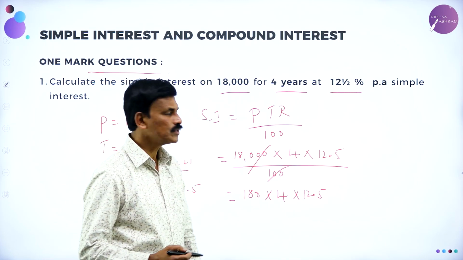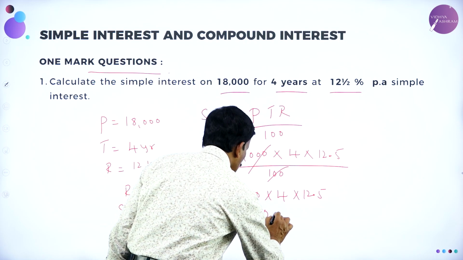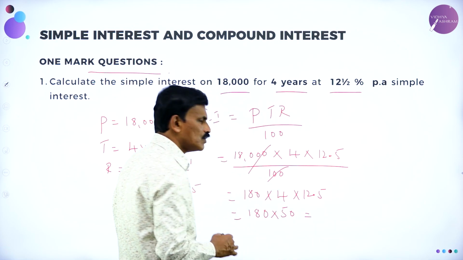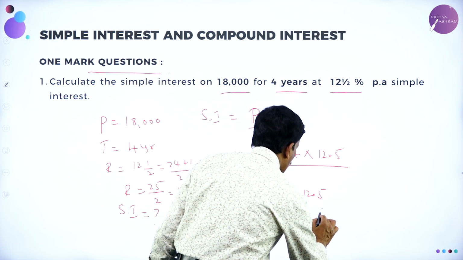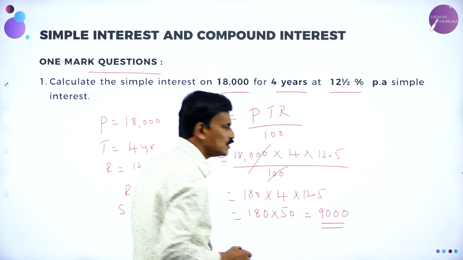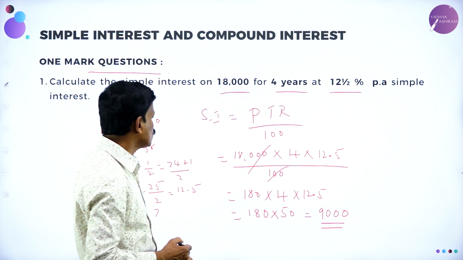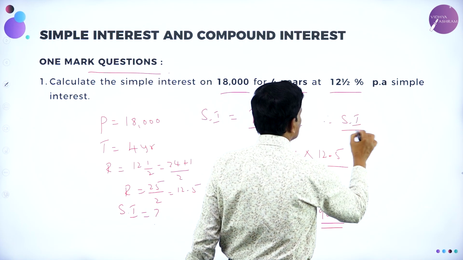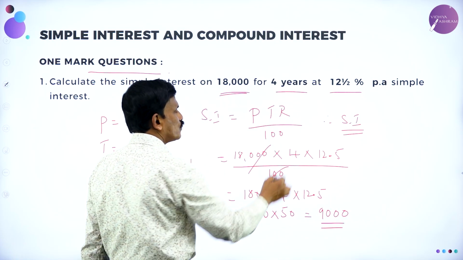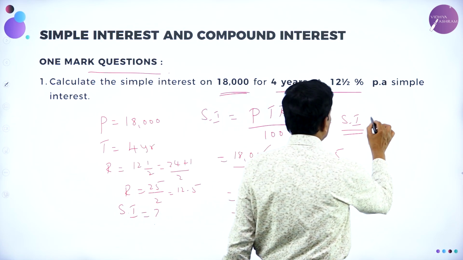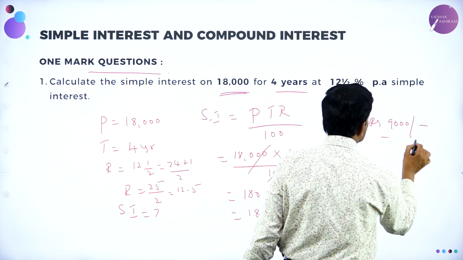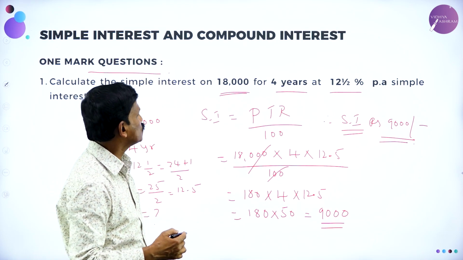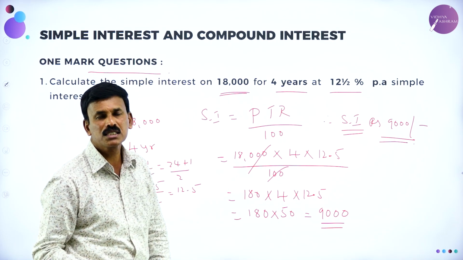Simplify this. This can be written as 180 into 12.5 into 4. 12.5 into 4 is equal to 50. So, 180 into 50 is equal to 9,000. Simple interest is equal to 9,000. Therefore, the simple interest for rupees 18,000 for 4 years at 12.5% is rupees 9,000. Very simple problem.